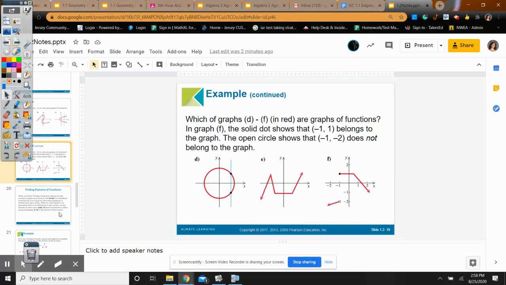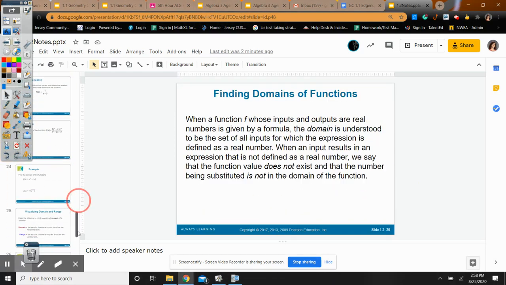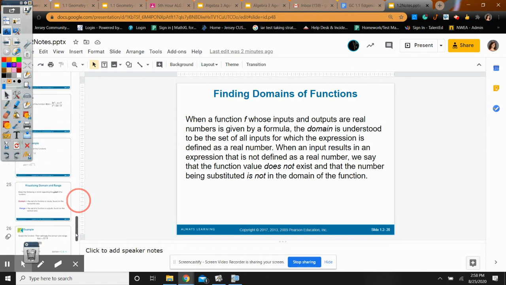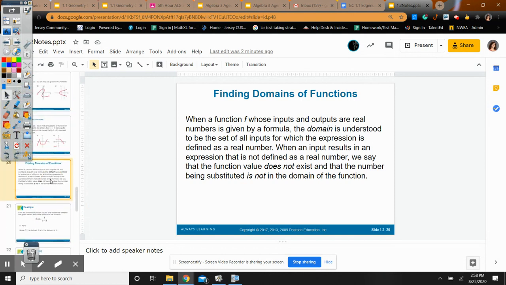Okay, the last thing we're going to talk about today, I believe, maybe not. Yeah, I think so, is this idea of domains of functions. This is a really big idea. Okay, here's what I'm going to tell you. We're going to make this up our own way.